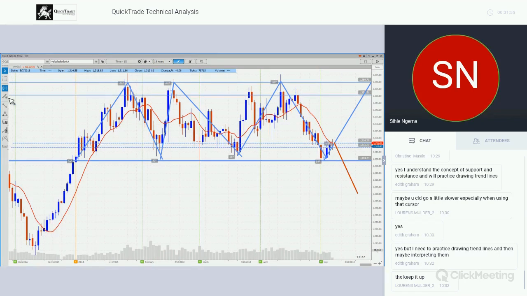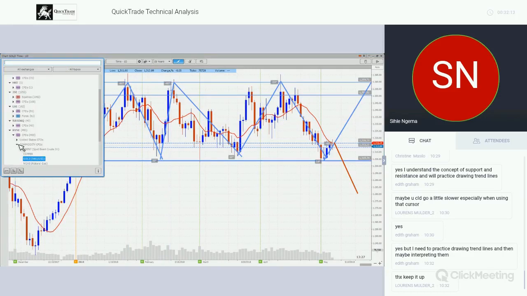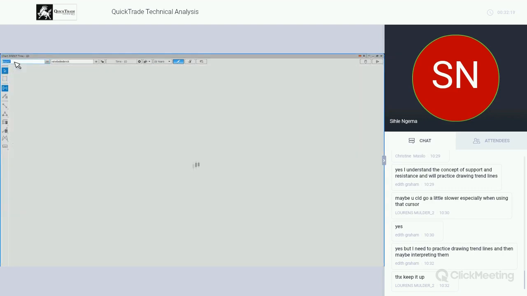Okay. Now maybe let's look at another instrument where we can find support and resistance. I think I have two in my mind right now. Let us try and look for Brent crude oil. Let's look at it.